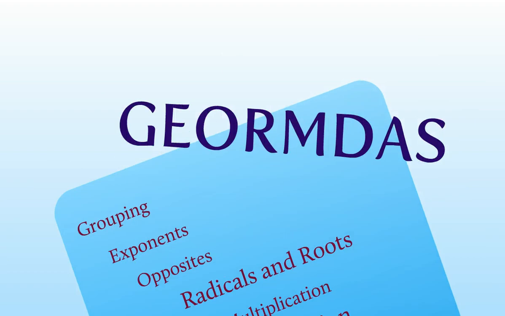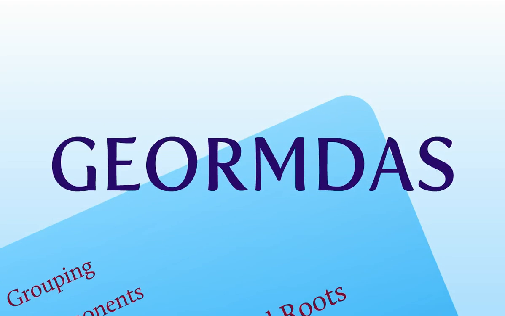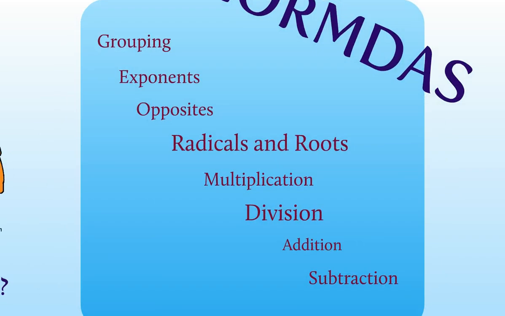Well, there's an acronym we call JORMDAS. JORMDAS stands for grouping, exponents, opposites, radicals and roots, multiplication, division, addition, and subtraction. JORMDAS helps us remember the order we need to do each of these operations. So G is for grouping, E is for exponents, O is opposites, R is radicals and roots, multiplication, division, addition, and subtraction. And this spells JORMDAS.